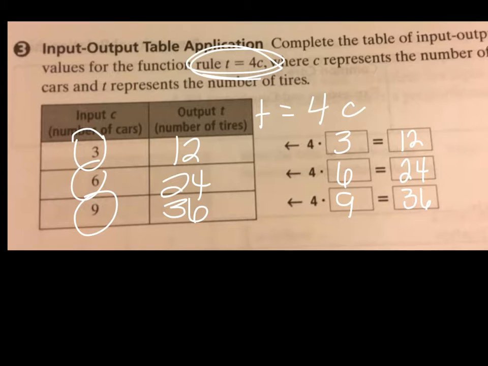There is a pattern on my inputs. They go up by 3. There's also a pattern on my outputs. They go up by 12. All I needed to do was the math. They gave me everything I needed.